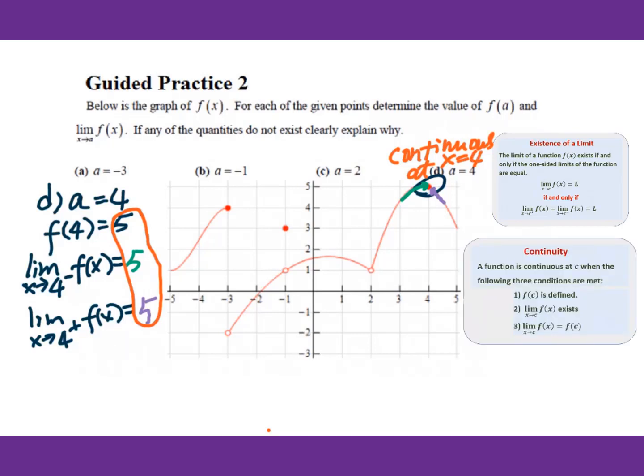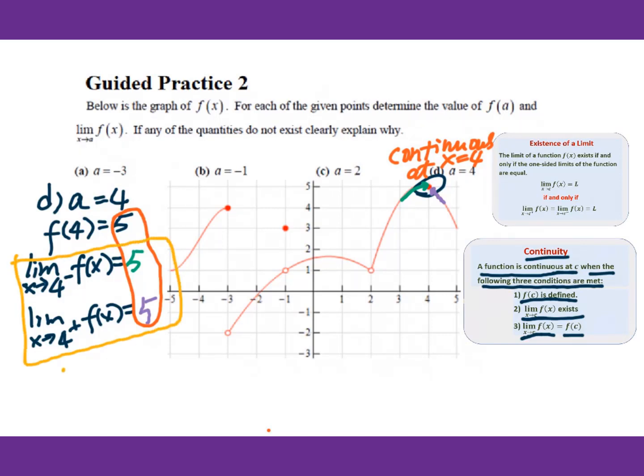Here's the official definition of continuity. A function is continuous at c when the following 3 conditions are met. F of c is defined. The limit as x approaches c of f(x) exists, and the limit equals this function value. Since these 2 limits are equal to each other, we can draw a conclusion: the limit as x approaches 4 of f(x) equals 5.